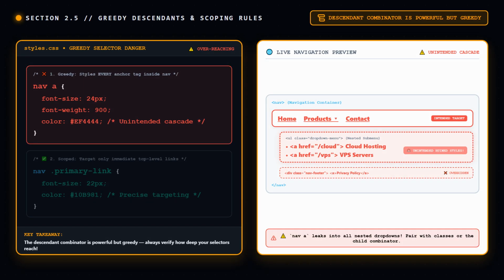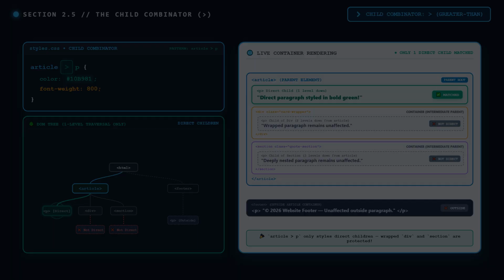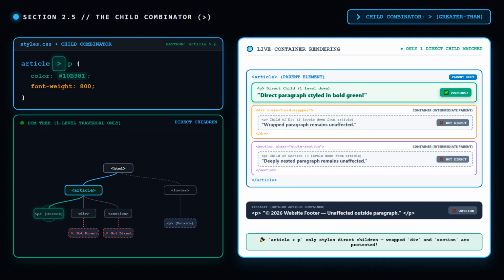Because the space combinator reaches all descendants, it's easy to accidentally style more than you intended. If you write nav space A, you'll target every link inside the navigation, including those inside submenus, footer links inside a nav tag, or any other nested element that happens to contain an anchor. The fix isn't to avoid the descendant combinator. It's to pair it with more specific selectors, usually a class on the immediate container, like nav.primaryLink, or to use the child combinator when you need to limit the depth. We'll see that next.